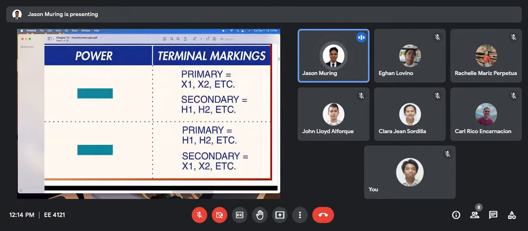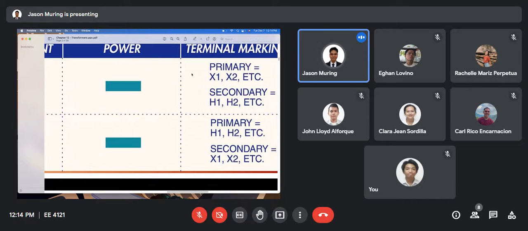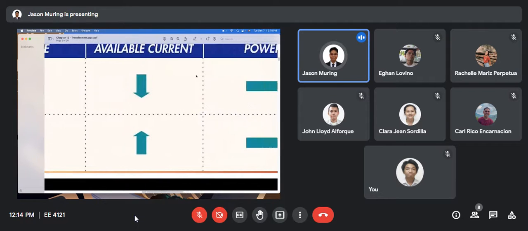Then also special now is the terminal marking. Take note that whichever is the higher side will always be labeled as H. Then the low voltage side will be labeled as X. It could be X1, X2, X3, depending on the number of terminals. And here also H1, H2, H3, again depending on the number of terminals. So these are the different markings that we have to take note of when looking at transformers.